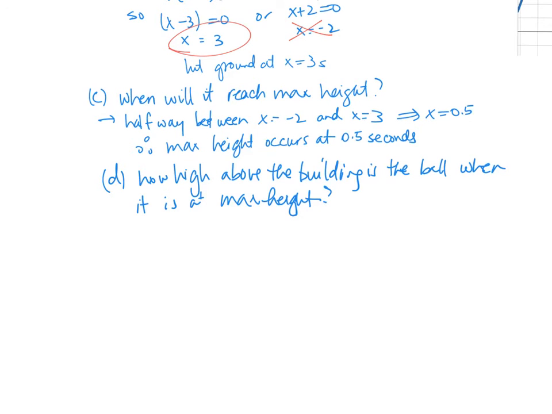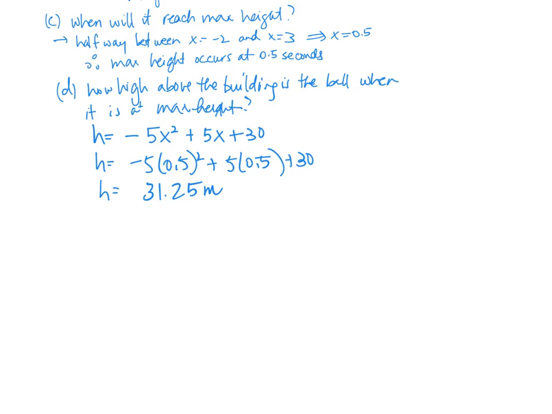seconds. The max height occurs at 0.5 seconds, and now we need to figure out how high above the building the ball is when it's at its max height. So we're going to take x equals 0.5 and put it into the original formula. Therefore, the height at 0.5 seconds will be 31.25 meters. So the maximum height is 31.25 meters.